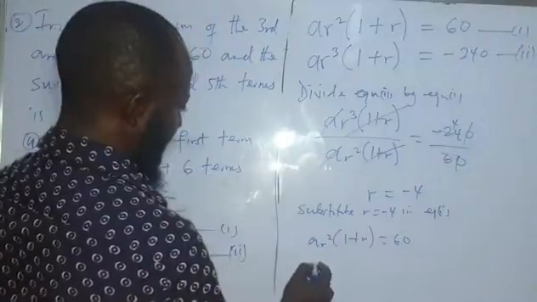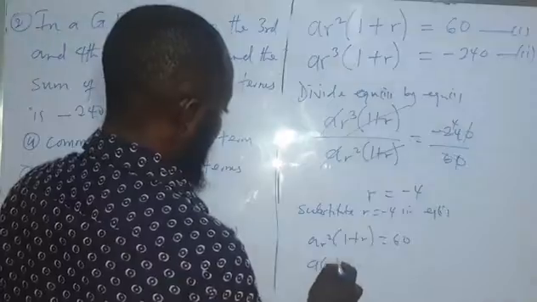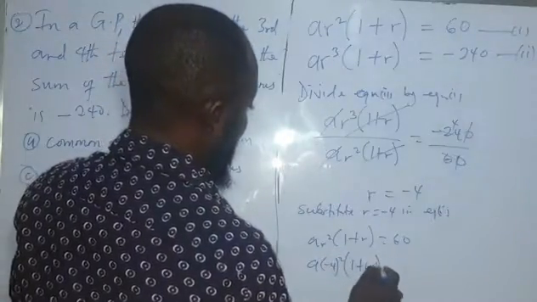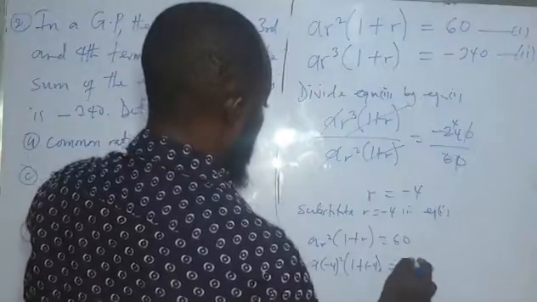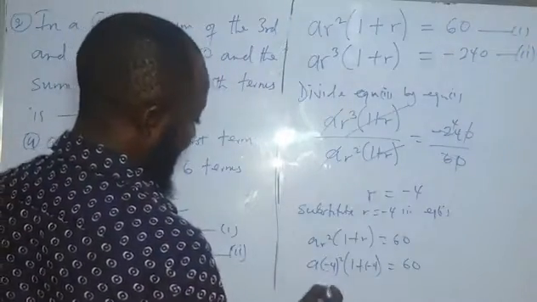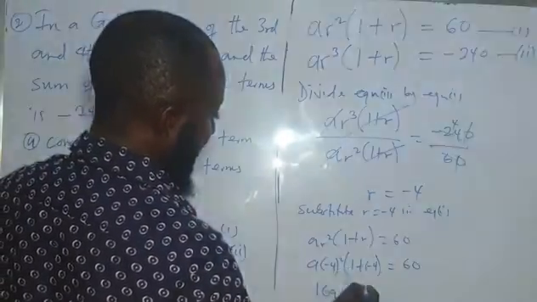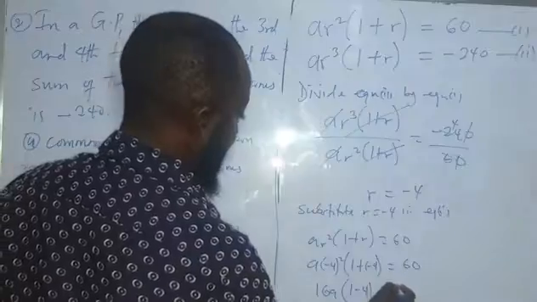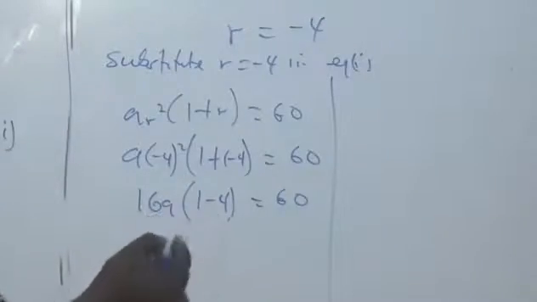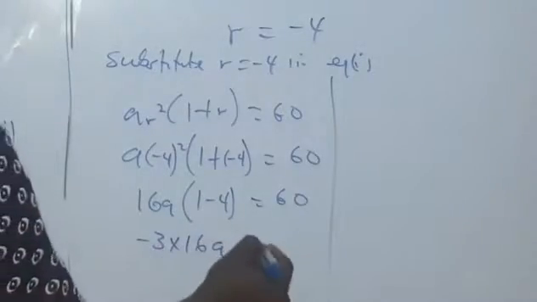So we can have R, which is minus 4. Minus 4 squared into 1 plus minus 4, right? Equals to 60. So minus 4 squared is 16A, right? Into this 1 minus 4, equals 60. So this one will give us minus 3 times 16A equal to 60.